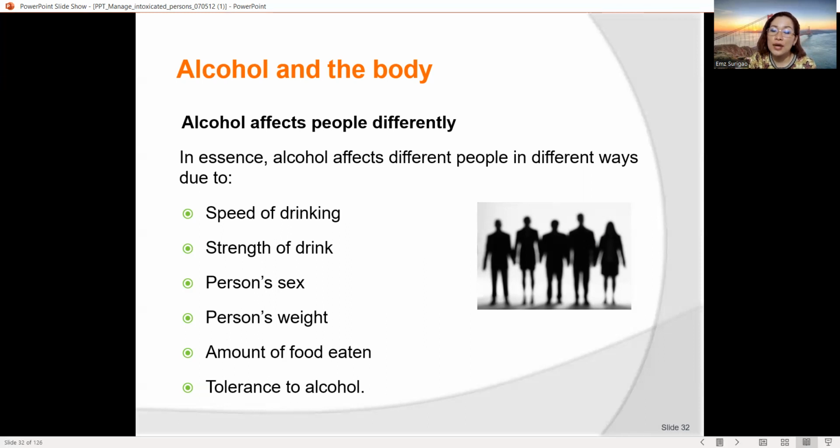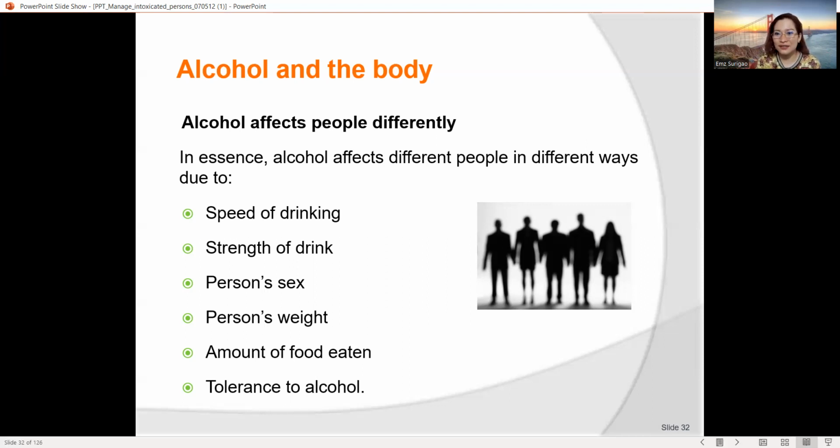If you have eaten before drinking, there is a lesser effect of drunkenness because there's still food in your stomach, and the drink that you have taken gets absorbed by the food. So it has a lesser effect of being easily drunk or intoxicated.